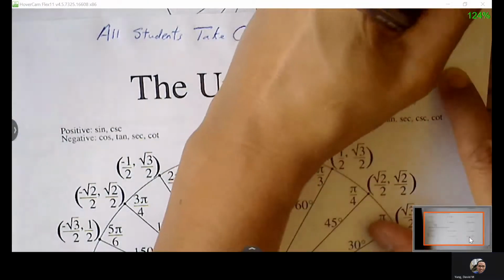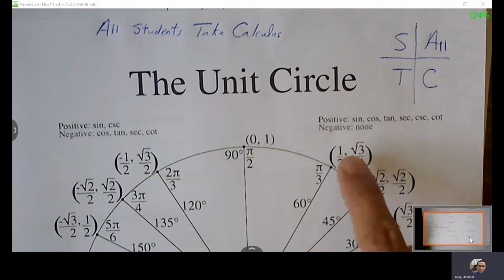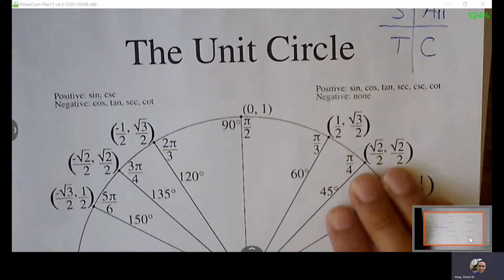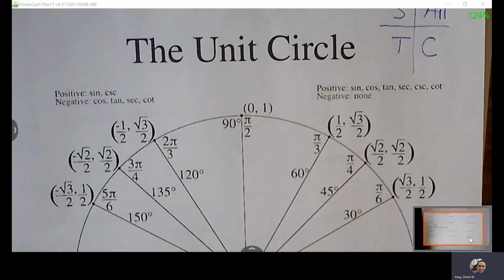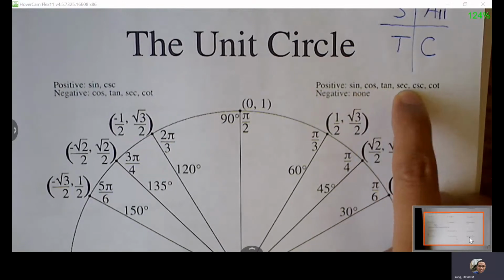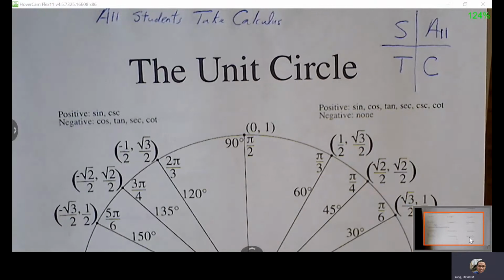Okay, all means everything is positive in the first quadrant. So sine, cosine, tangent, secant, cosecant, everything is positive. There's no negative ratios. Okay, so you can copy that down. Sine, cosine, tangent, secant, cosecant, cotangent, everything is positive in this first quadrant.